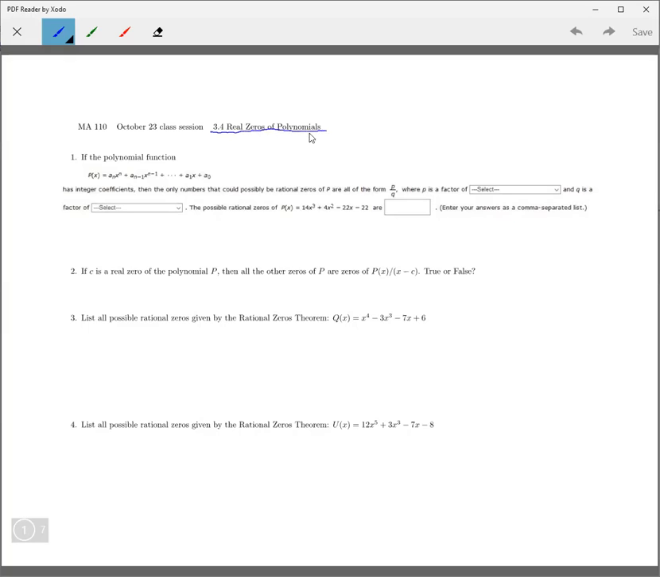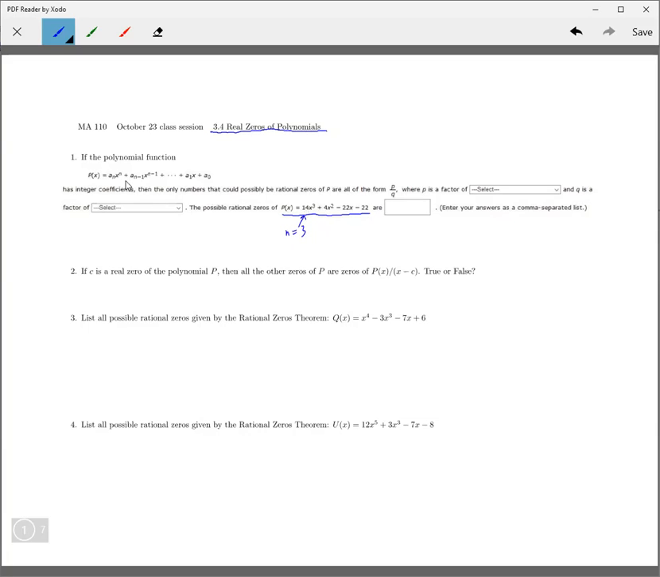Real zeros of polynomials. Here we have a kind of generic way to express a general polynomial this way. If it has integer coefficients, here's a specific example. Don't get too confused by this, and we won't worry too much about it. In this specific example, n is 3.